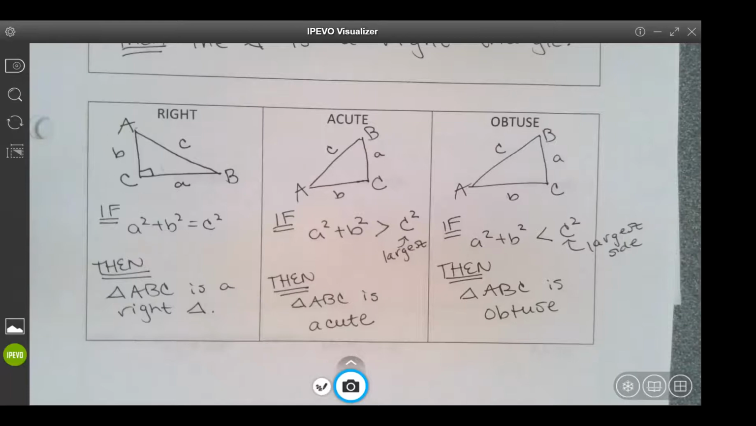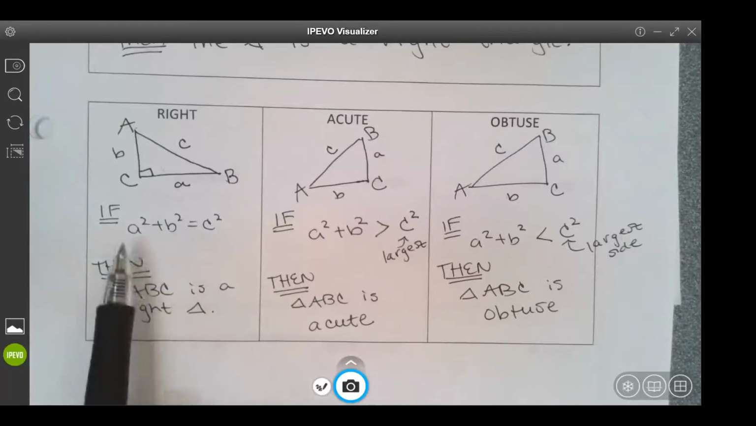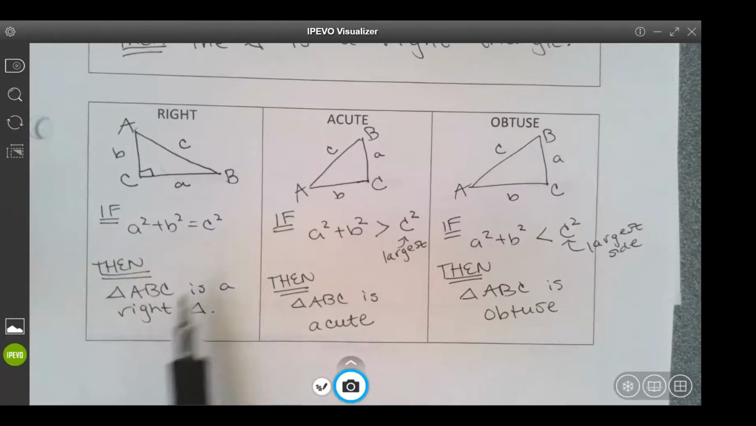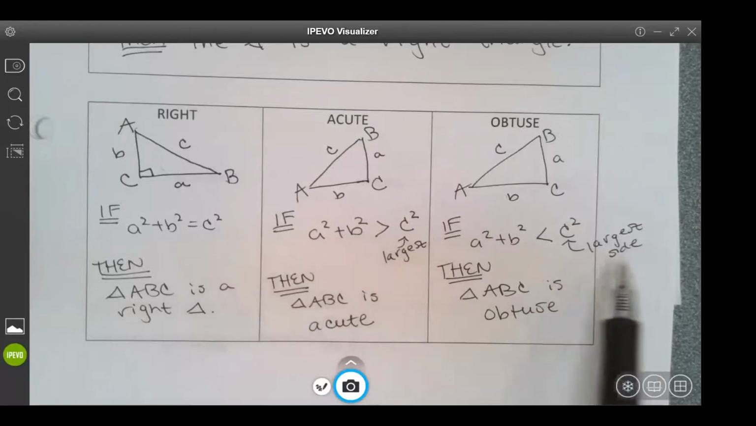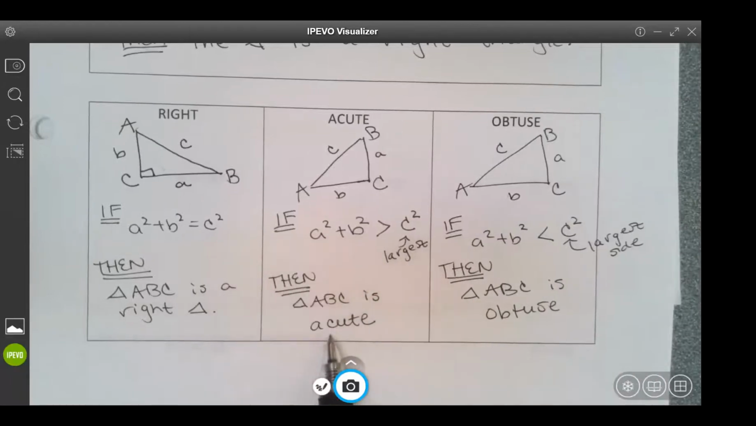Okay, so the converse to the Pythagorean theorem is really just this first one. If I know this, then I know that. From that, we build these inequalities that tell us that if I know this, then I know it's acute. If I know this, then I know it's obtuse.